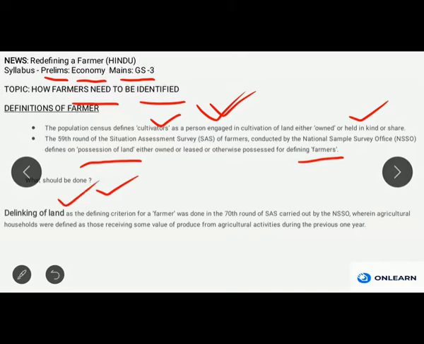The first thing to do is delinking of land as the defining criterion for a farmer, and this was done in the 70th round of SAS carried out by the NSSO, wherein agricultural households were defined as those receiving some value of produce from agricultural activities during the previous 1 year. So, they have done it through the 70th round of SAS by delinking land as a defining criterion for a farmer.